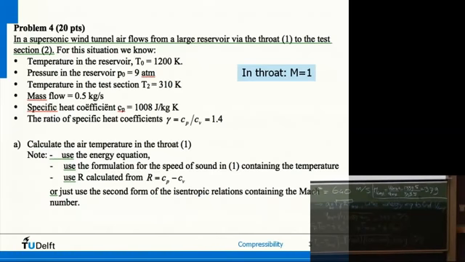And what is the dimension of the Mach number? It's a dimensionless number, right? We divide speed over speed. Okay, any questions about this? No? Then we can continue with part D.